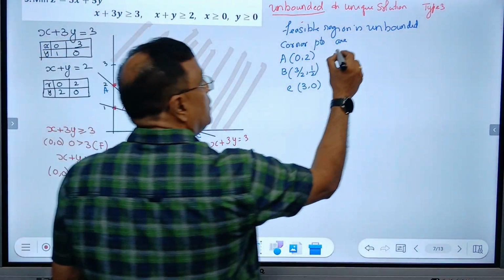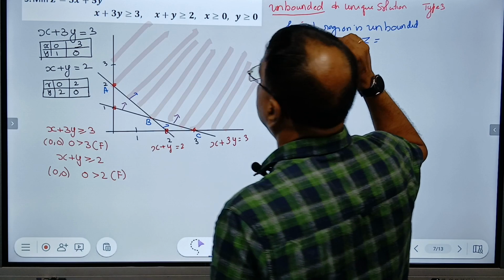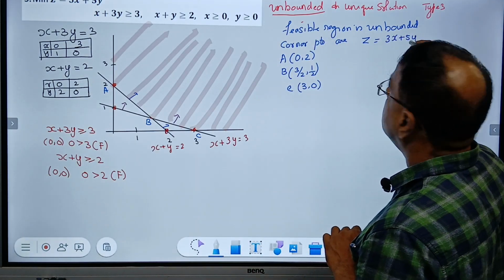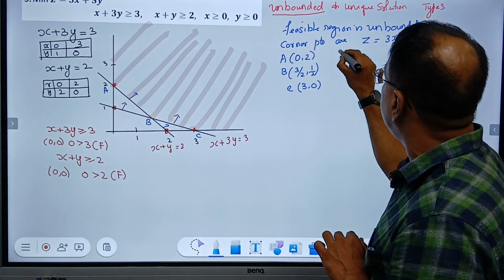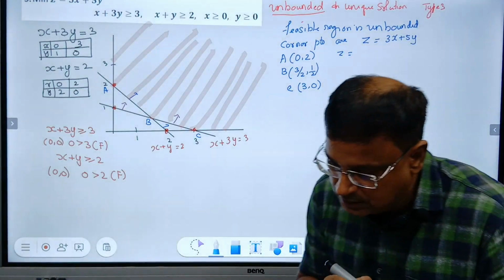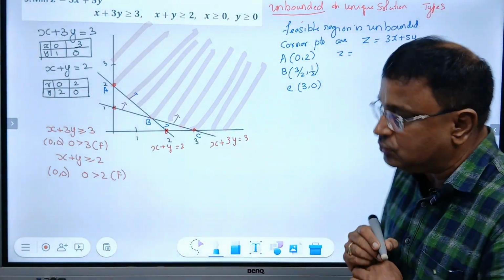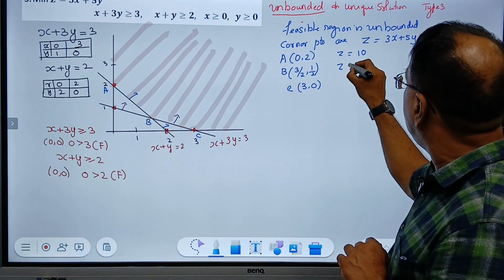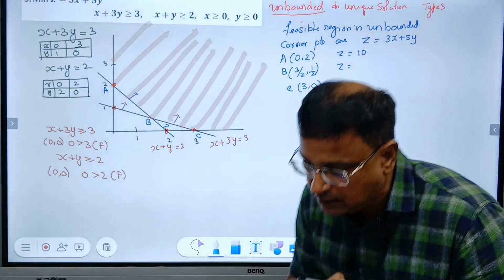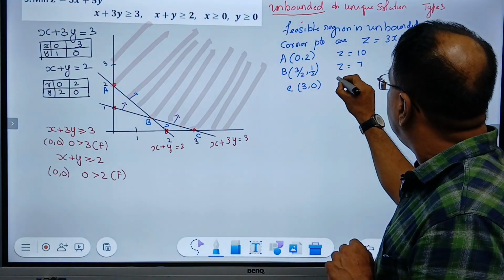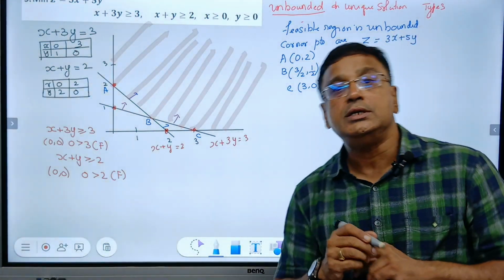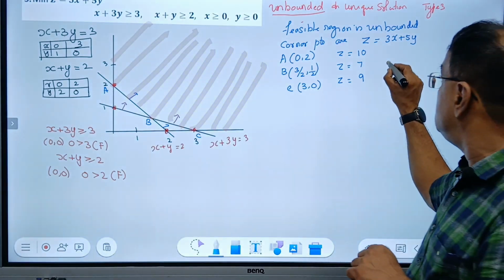Fine, very good. Now what is Z? Z is equal to 3x plus 5y. So what are the values of Z? For 0 comma 2 I am getting 10. Okay. And for this I will be getting 7. And for this I will get 9. And the question is to minimize.